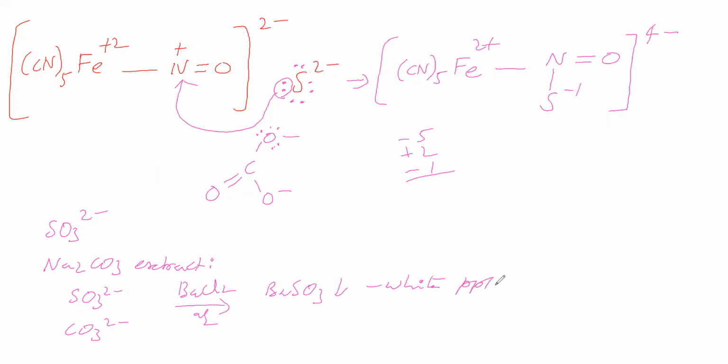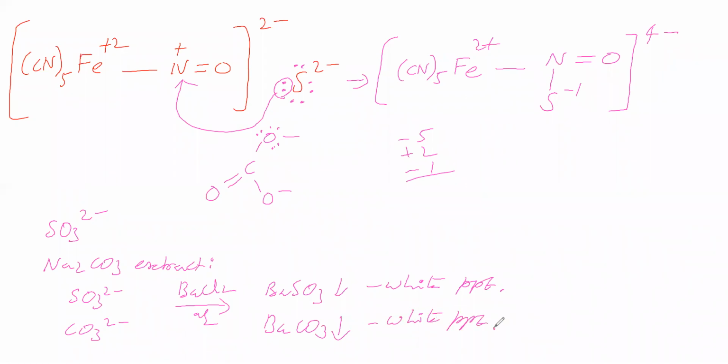Sulfite is precipitating as white precipitate. What about carbonate? Carbonate with barium becomes barium carbonate. Is barium carbonate soluble in water or insoluble in water? Regarding carbonates, what did we say? All the metal carbonates are insoluble in water except alkali metal carbonates. Therefore, it is also insoluble. This is also a white precipitate.